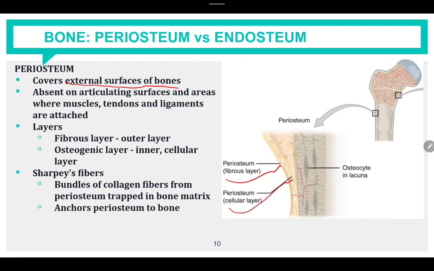So, please remember that the periosteum is a type of connective tissue. Since connective tissue siya, it contains the Sharpey's fibers. These are bundles of collagen fibers from periosteum trapped in the bone matrix. It anchors your periosteum to the bone. Since we all know that periosteum from the word peri means outside, or external.